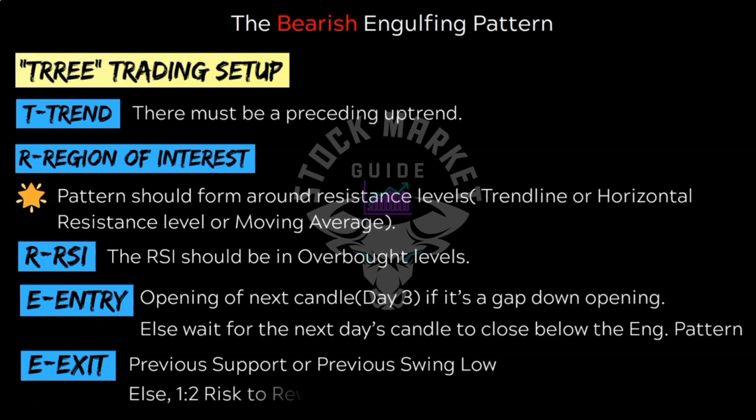Now friends, finally you can take your target at the previous support or previous swing low. If the previous support or swing low is much lower and you don't expect that to cross, then you can even exit at 50% of that level. You can also exit with a 1:2 risk to reward ratio.